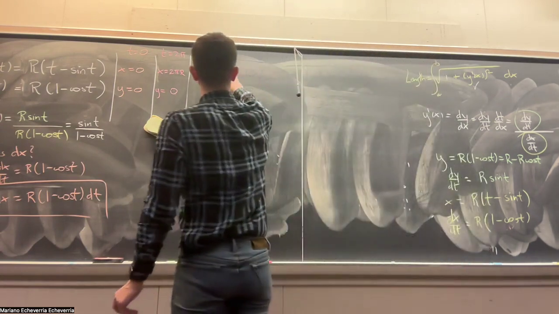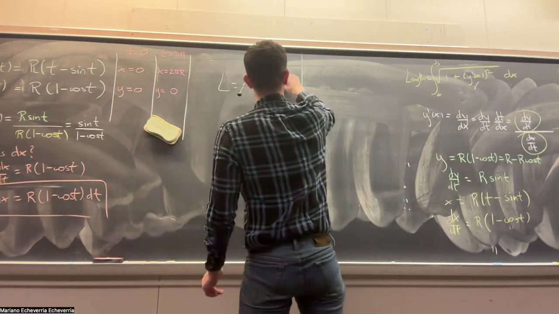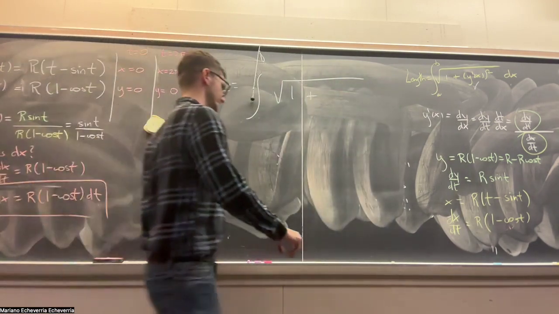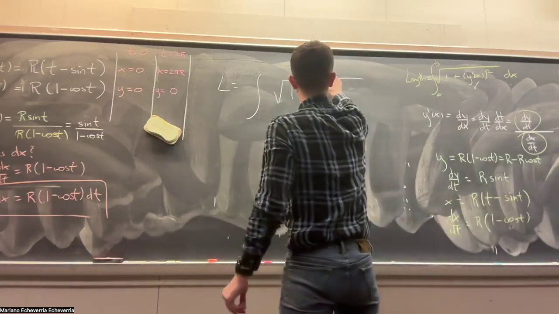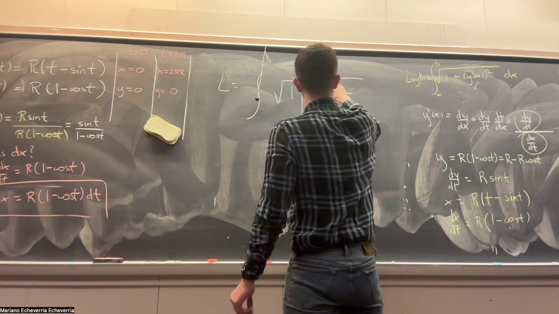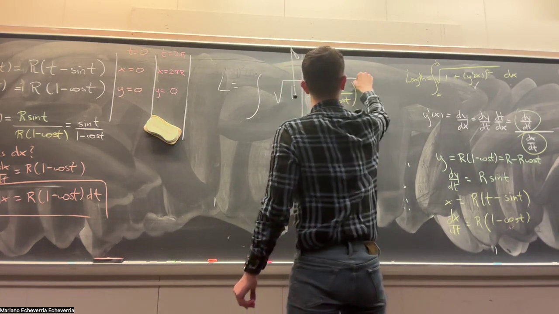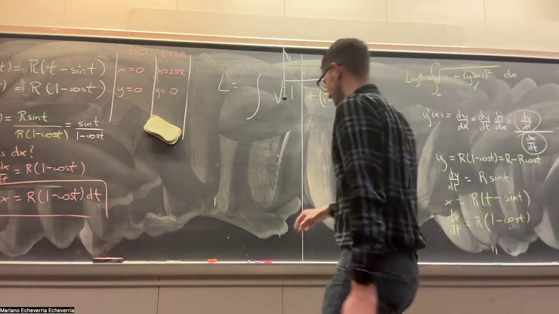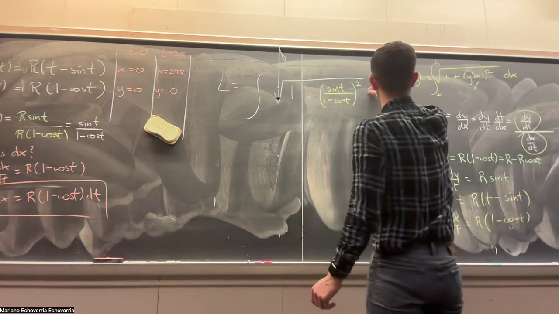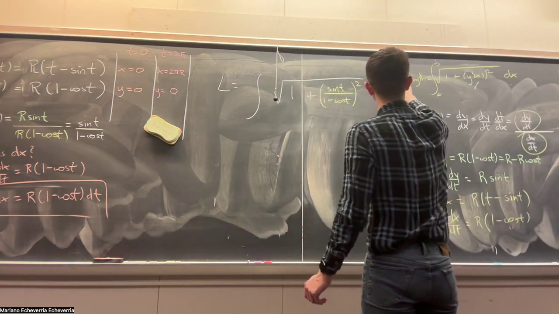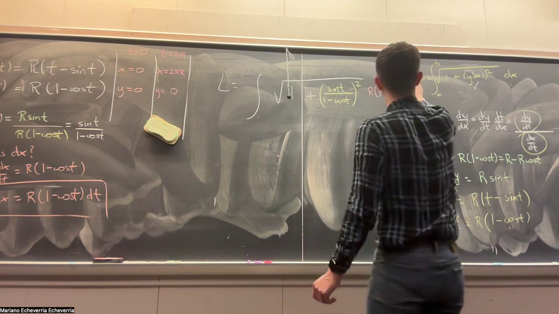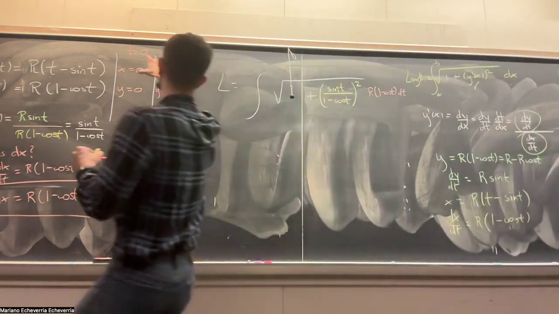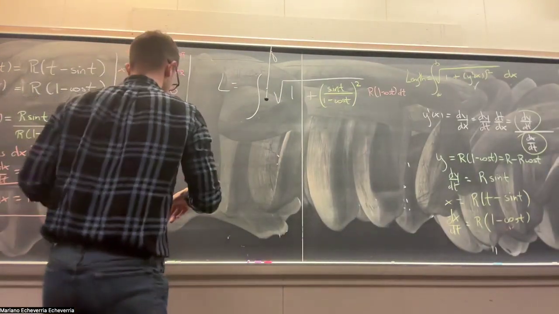So the length becomes the integral of the root of 1 plus y prime of x squared. But what is y prime of x squared? It is sine of t over 1 minus cosine of t, squared. Okay, and what is the dx? The dx is r times 1 minus cosine of t dt. Okay, and because this is an integral in t, that's why I had to figure out the t bounds before. I wanted this to go from 0 to 2 pi.